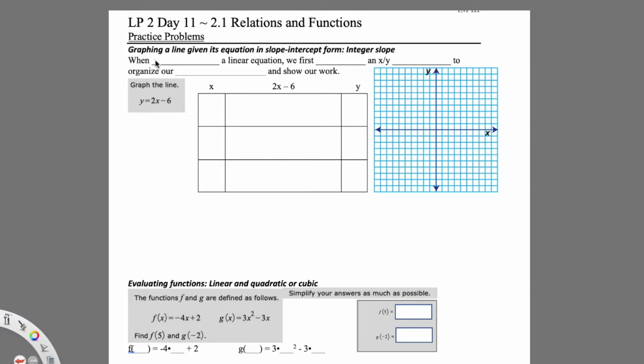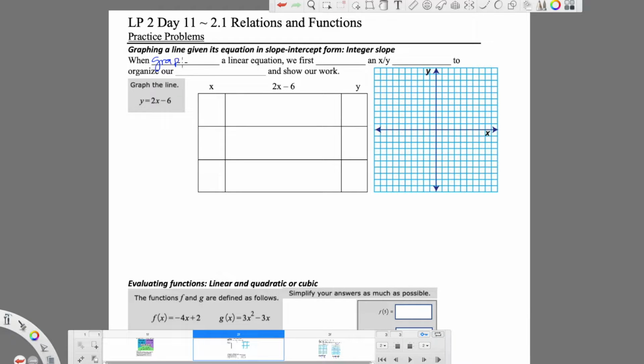So when graphing a linear equation, we first build an XY table or function table to organize our coordinates and to show our work. Or, I just didn't put it on the worksheet, we can use the slope-intercept form of a line, which is y equals mx plus b.